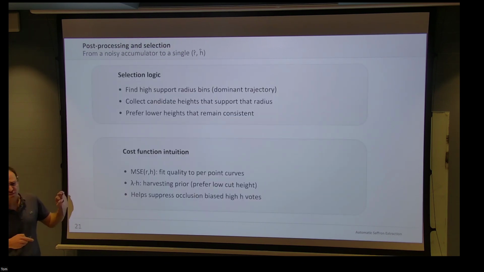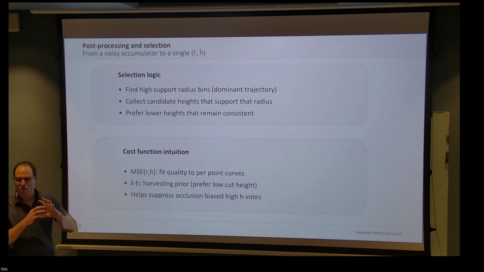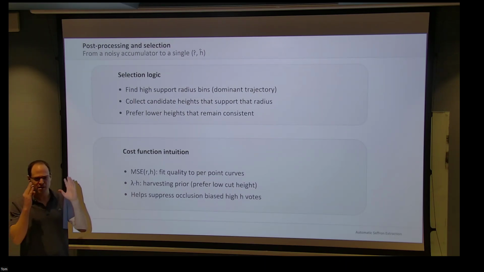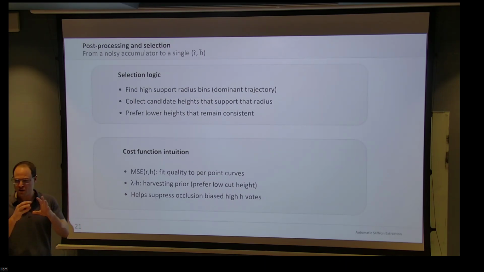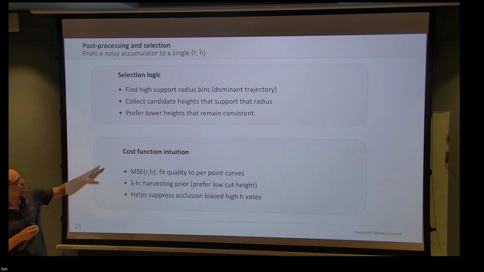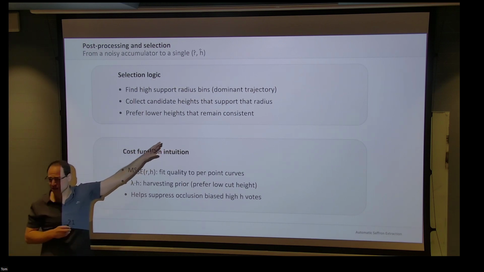And we have some logic for that too. We want to find the height with the most support for the radius bins, and then we collect some candidates in this area. We don't just take the maximum one. We take the candidate in the dense area where a lot of consensus is, and we prefer the lower height. Why do we prefer the lower height?